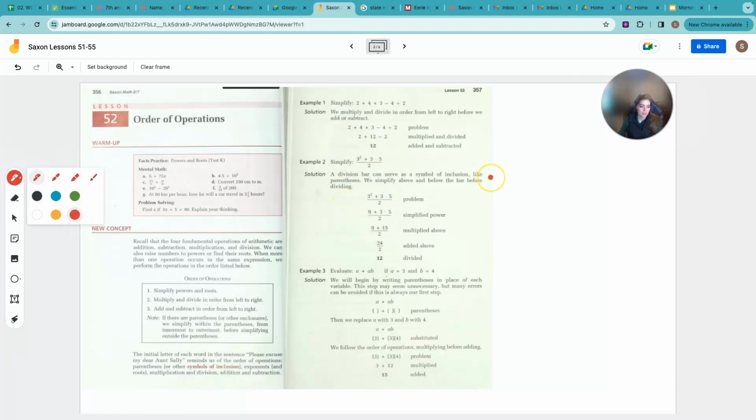And if you remember, it's please excuse my dear Aunt Sally, or my dear Aunt Sadie, whichever way you'd like to say it. So, we have order of operations: simplify powers and roots. That's the first thing you want to do. We always simplify in the parentheses first, right? So we have P. I like to think of it as parentheses and powers.